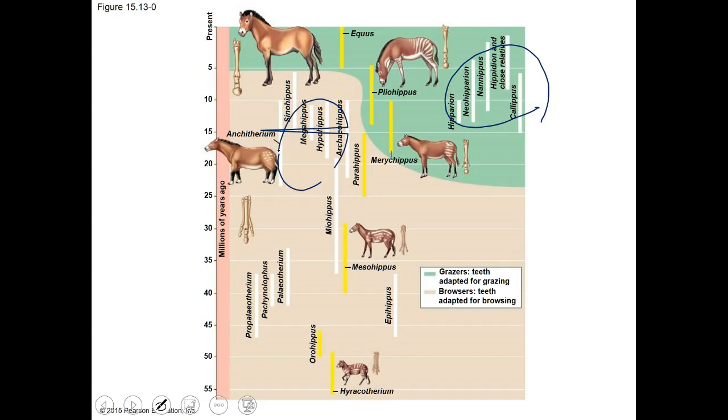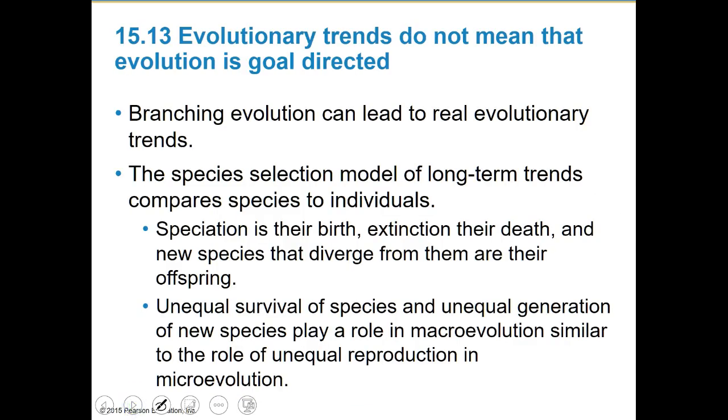And honestly, looking at all this stuff and looking at it over time is how we build these trees. So if you've seen the trees of relationships, that's what we're going to do. We take all these similar things and we're going to put them together to make a tree. That's coming up. So branching evolution can lead towards real evolutionary trends.